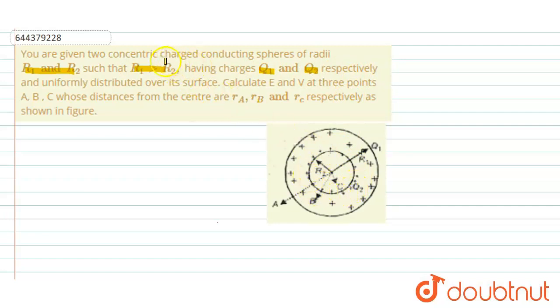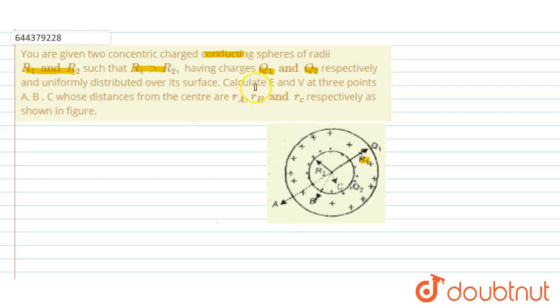Now remember one thing before solving the problem. Since the spheres are conducting, all the charge will simply remain on the surface because charge cannot exist inside a conductor, right? So the charge will exist only on the surface. And you can see here this is R1 because R1 is greater than R2. So the outer sphere which has Q1 charge has radius R1.